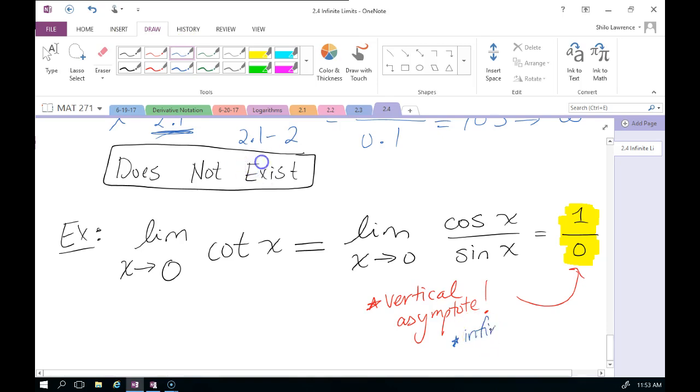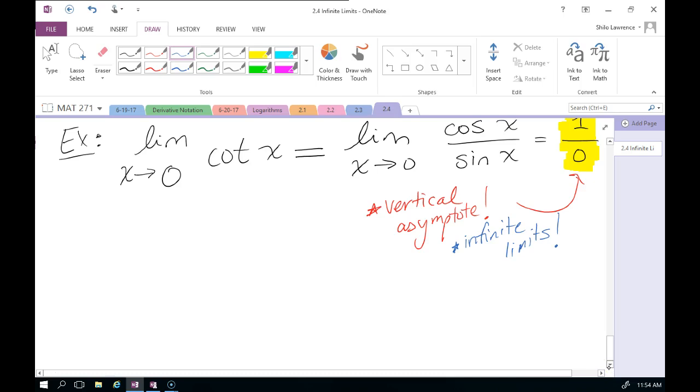Potentially infinite limits, because if they don't match up from the left and the right, we're going to say does not exist. So now that we have tried direct substitution, we have recognized that special form we got back, and we know it's a vertical asymptote and it's got infinite limits. We need to analyze a little bit further and see what's happening on this graph on the left and the right.